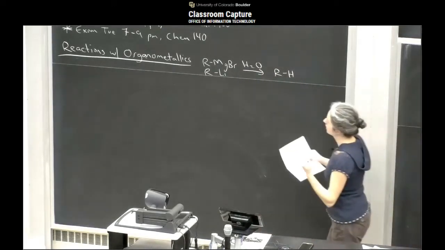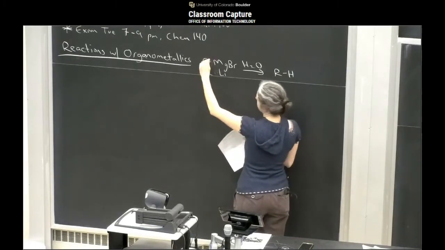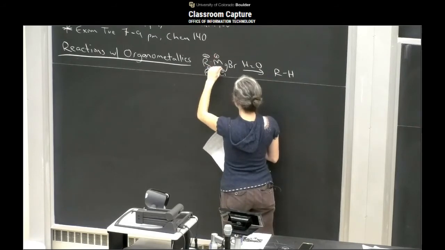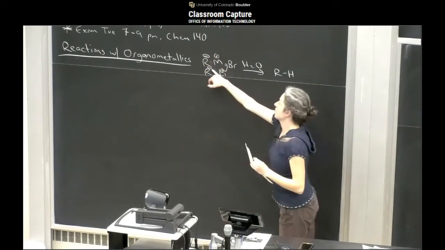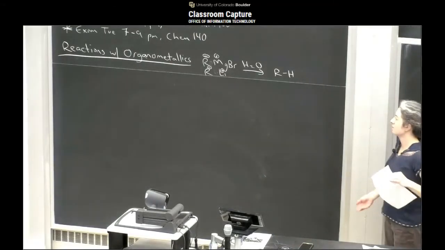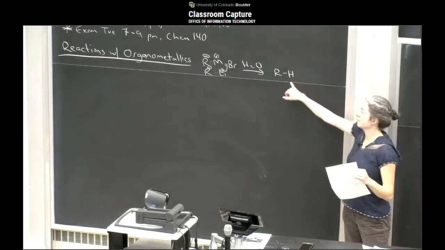Because if you remember, these both act like, you could draw them either as the covalent form, or you can draw them as R minus, and then the metal plus. So whatever the R minus is just goes and rips a proton off of pretty much anything that has a remotely accessible proton. They're very strong bases. They really want to get an H back.